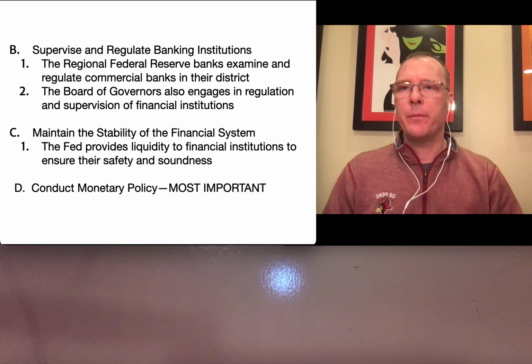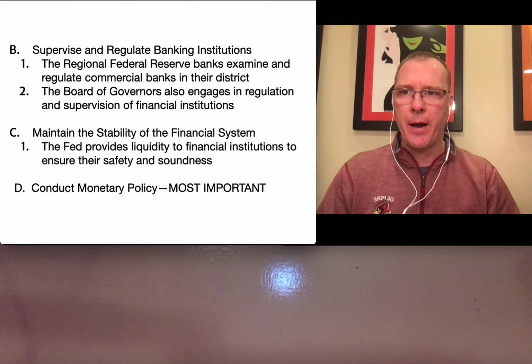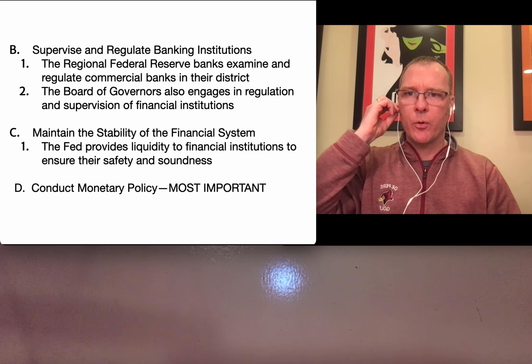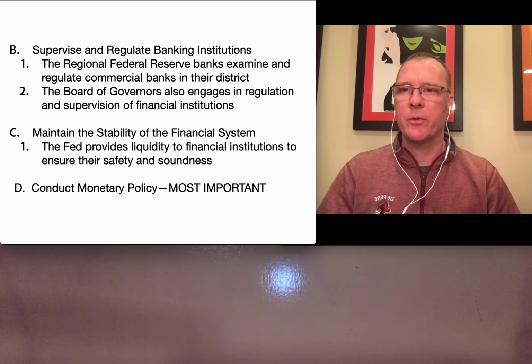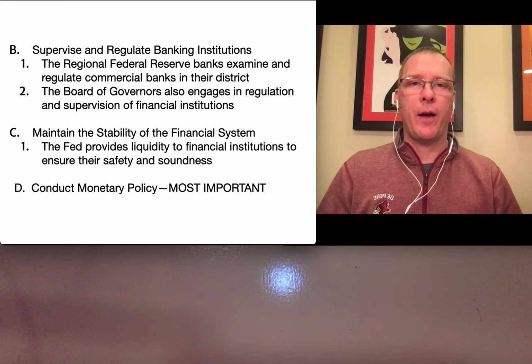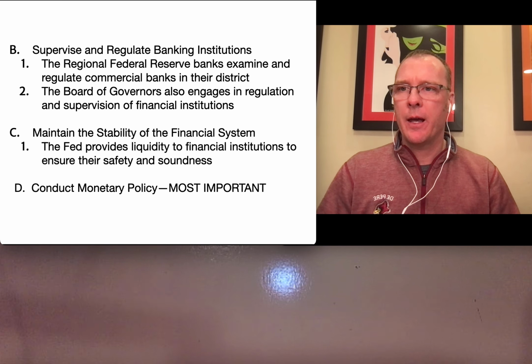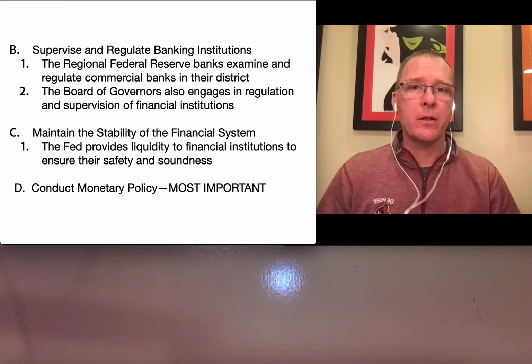So their job is to supervise and regulate banking institutions, right? The regional Federal Reserve banks examine and regulate commercial banks for their district, making sure the commercial banks are doing what they're supposed to be doing, holding enough money, etc. The Board of Governors can also supervise and say, this is what you need to do, besides just the regional federal bank.